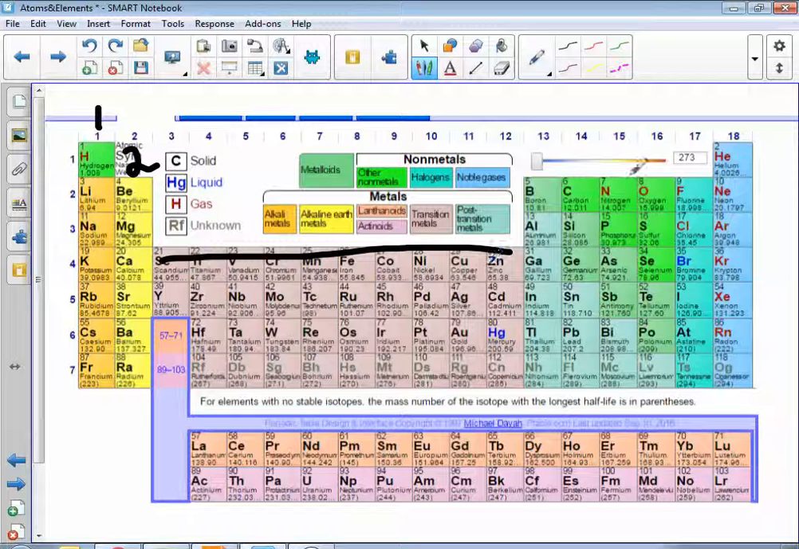But we're going to jump to group 13. Group 13, the boron family, have 3 valence electrons. Group 14, the carbon family, have 4 valence electrons. Group 15, the nitrogen family, have 5 valence electrons. Group 16, the oxygen family, have 6 valence electrons. You can see the pattern here. The halogen gases, which are group 17, have 7. And group 18, the noble gases, with the exception of helium, all have 8 valence electrons.